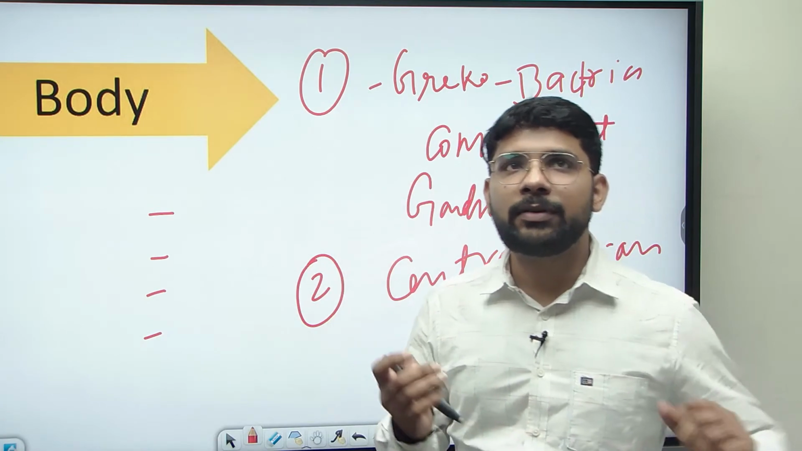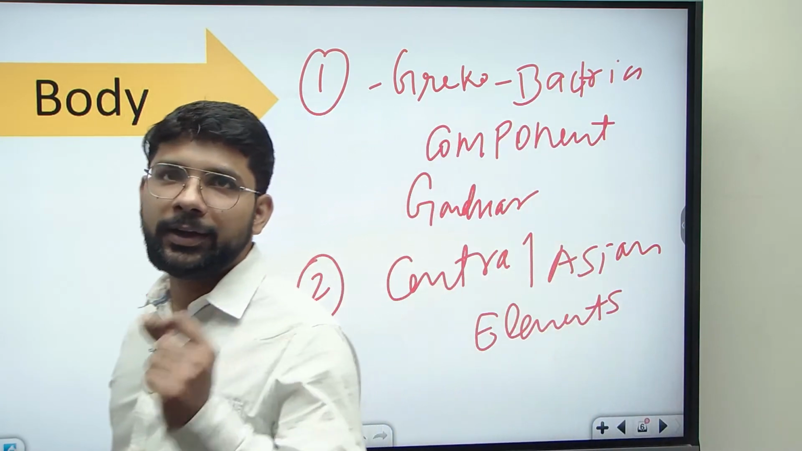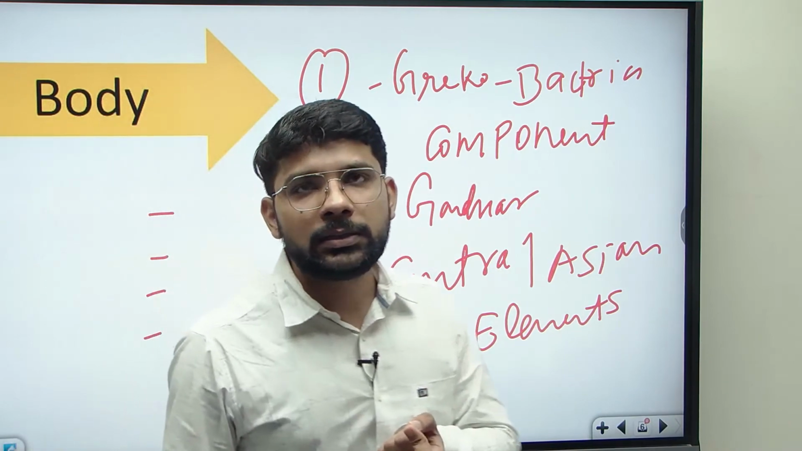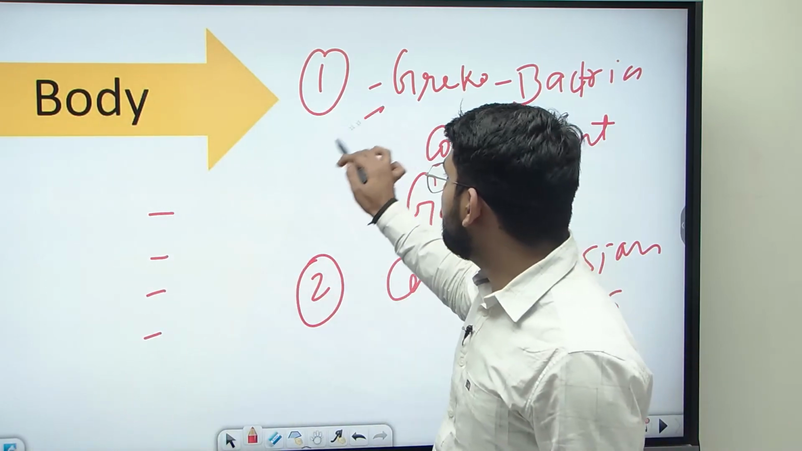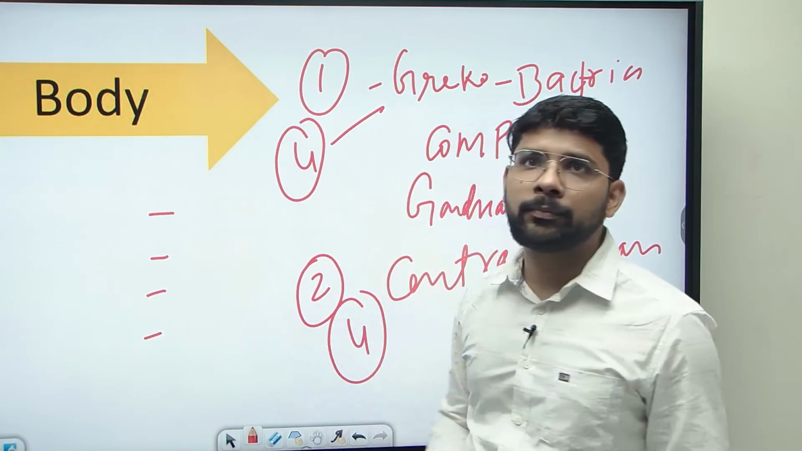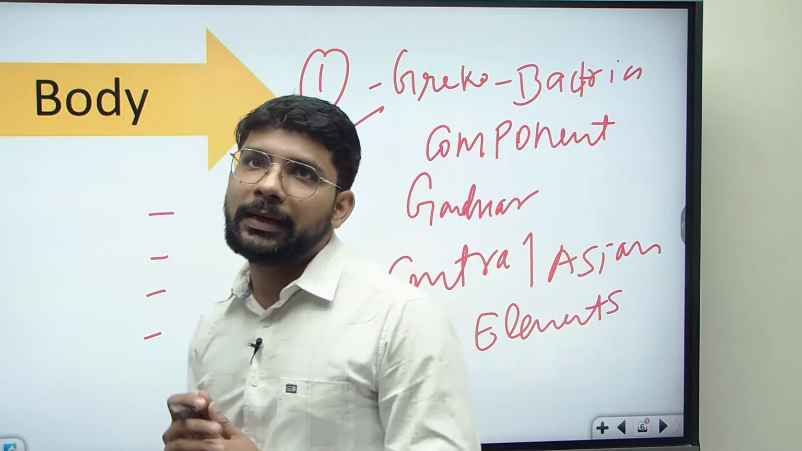This was a 10-marker question in the UPSC 2020 paper. So you need to write within 150 words. If we are writing 4 characters in the Greco-Bactrian and 4 characters in the Central Asian, your question is complete.